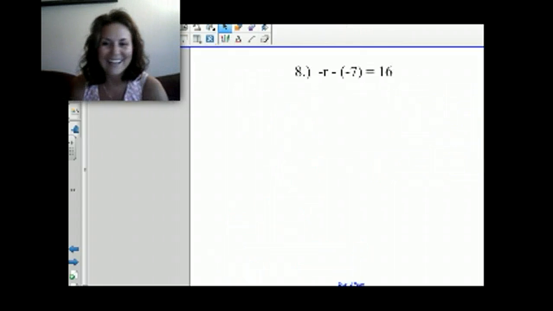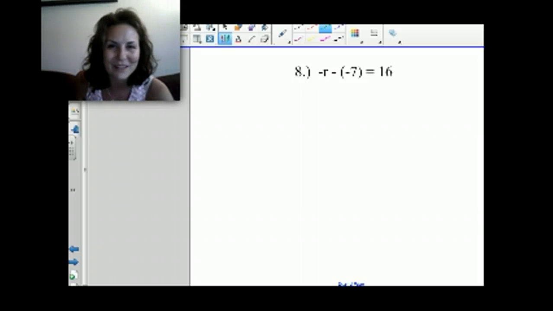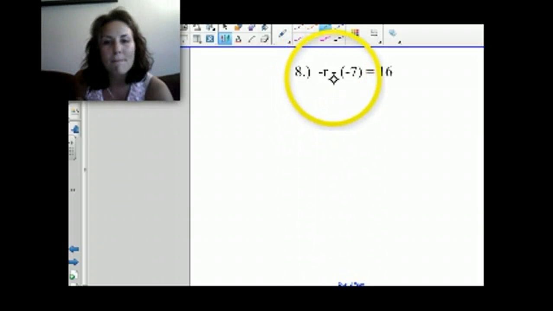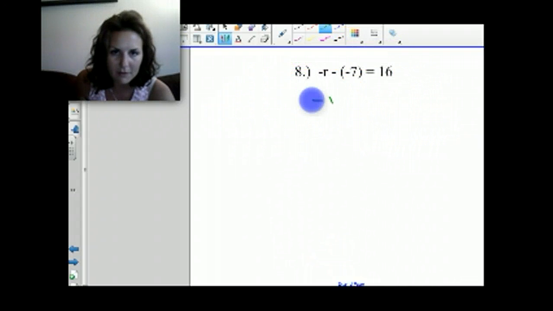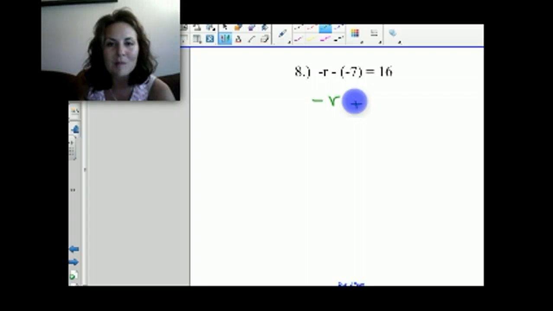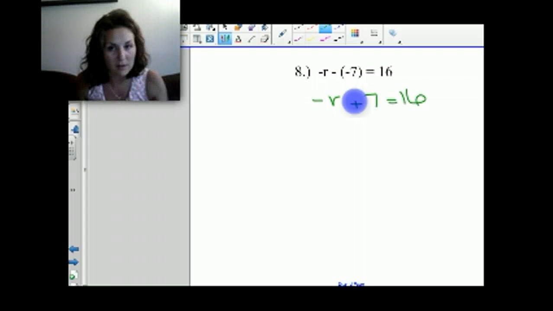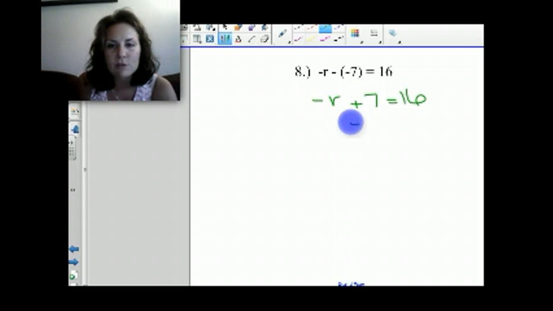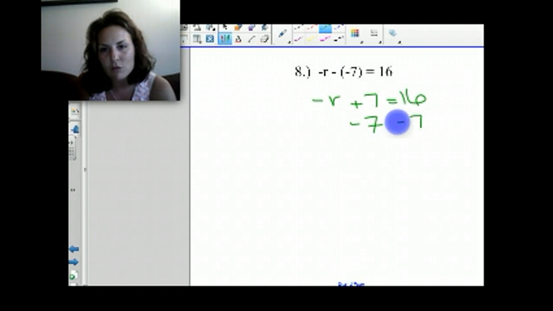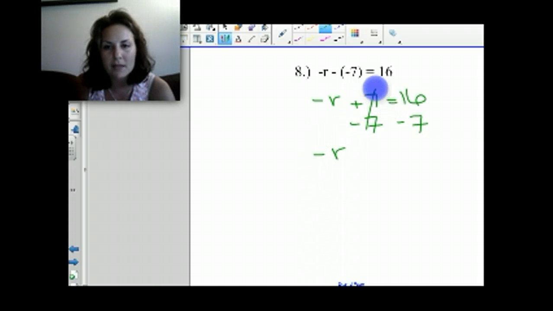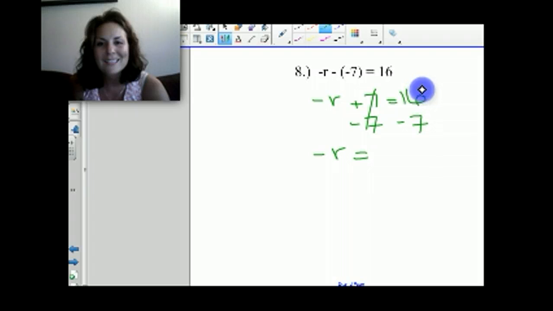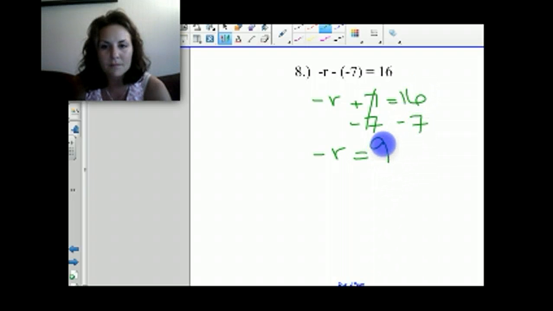Alright. There's always a curveball. Negative r minus negative 7 equals 16. Well, first off, negative r, it becomes plus 7 equals 16. Minus a negative is the same as plus. Now I'm going to subtract 7 from both sides. Negative r, 7 minus 7 cancels, equals 16 minus 7 is 9.